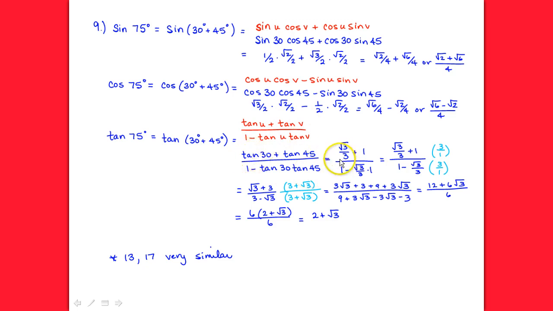Tangent 30 is square root of 3 over 3, tangent 45 is 1. You're going to get right here and put a great big circle around this and say this is your answer, and then you look in the back of the book and they have this, and you're like, how in the world did they get there?